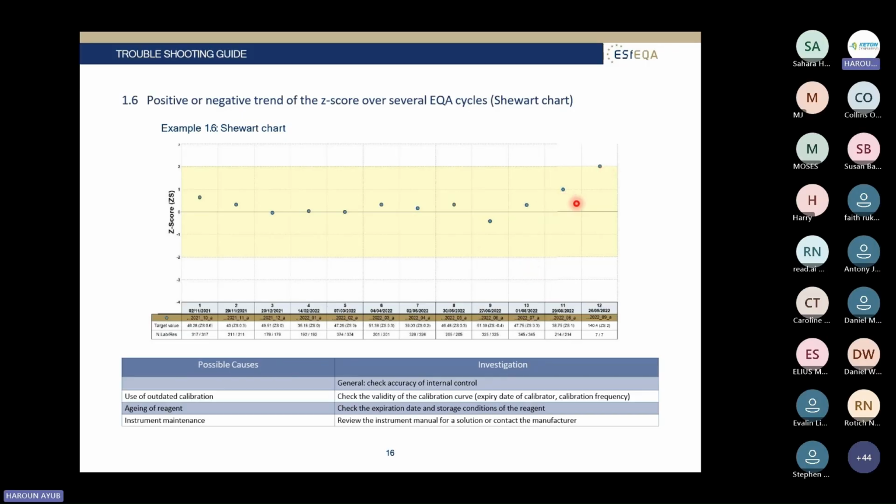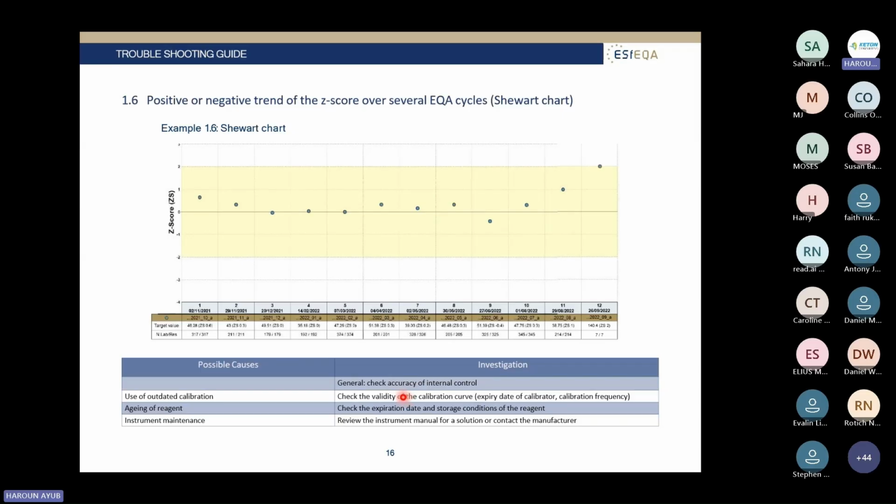So what is expected of this lab? The results are still going to be high and they are going to exceed the 3SD limit for failure. So they need to check. So what can be the causative agent for this? Outdated calibration. Depending on how frequent the calibration is done, this might be checked. So they need to check the validity of the calibration.